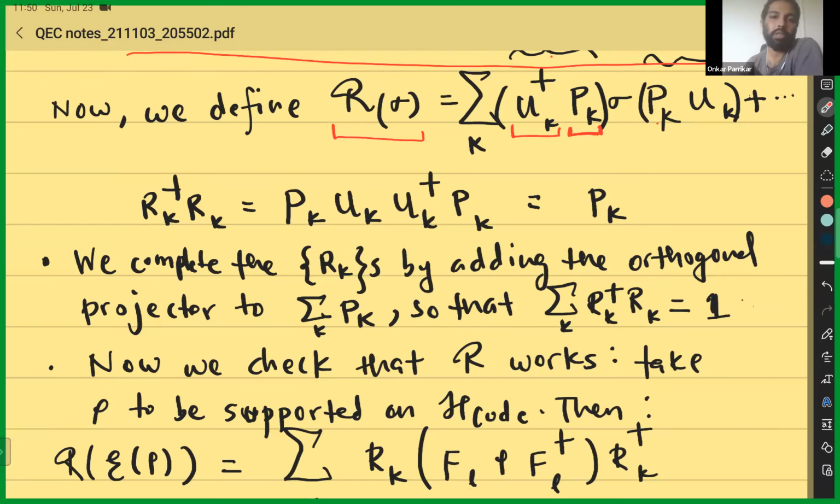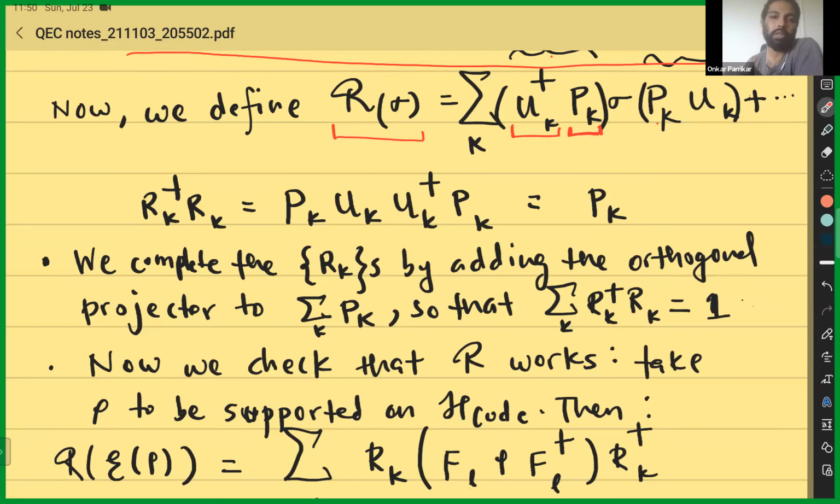Good. Now let me call this thing inside this bracket. Sorry, Onkar, yes, what is the plus? Yes, I'm coming to that. I'm going to come to this in one moment. Thank you. So let me call this thing here RK, and this thing here is RK dagger.